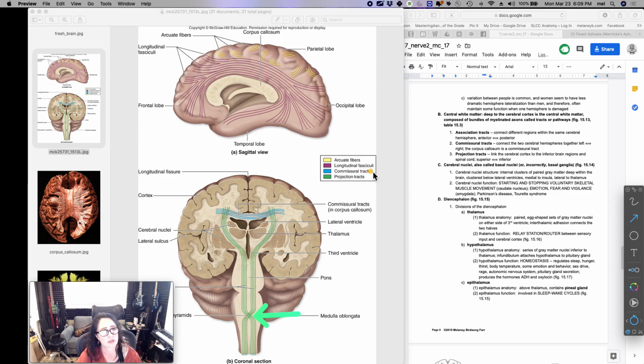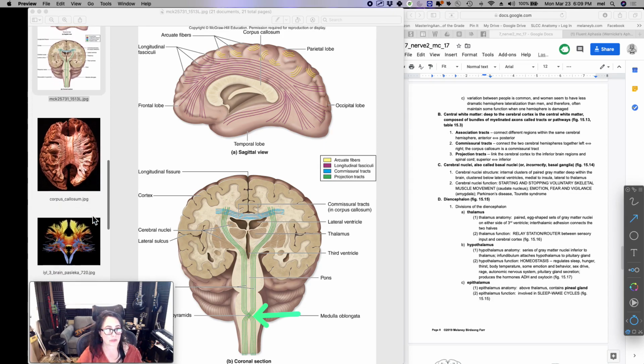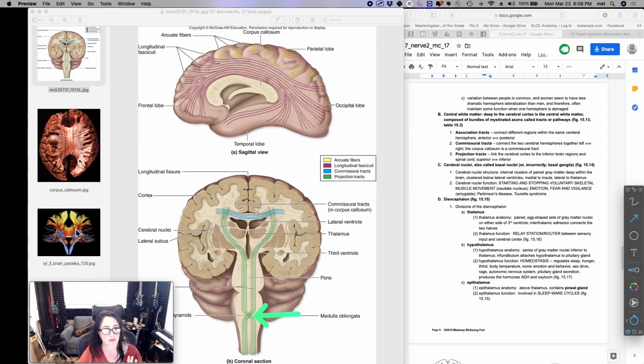They call them longitudinal fasciculi right here, but they just changed that, so don't even worry about trying to change it. These guys right here, do you see, are tracts that connect different regions within the same cerebral hemisphere. So I want to call those association tracts, and that's what most textbooks call them as well.